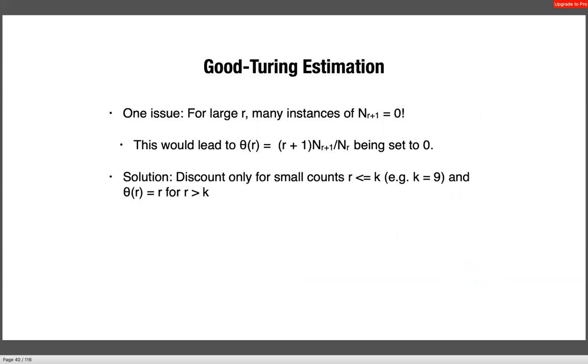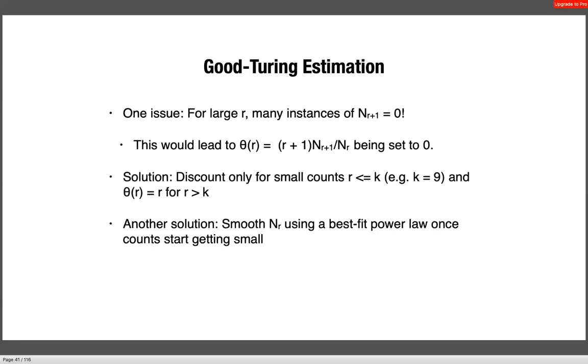So there are a bunch of small solutions to account for this. One is to have a threshold k, and you say that we only do discounting for small counts of r which are less than or equal to k, and the discounted count is just the same as r for every r greater than k. This is somewhat of a semi-solution, not terribly satisfying.